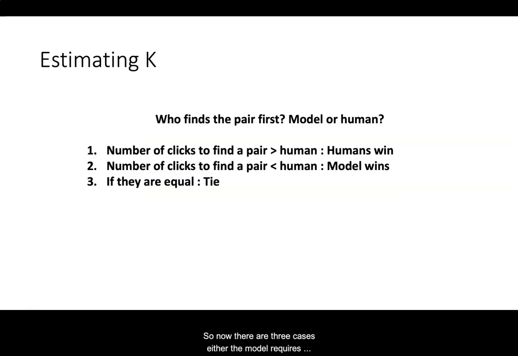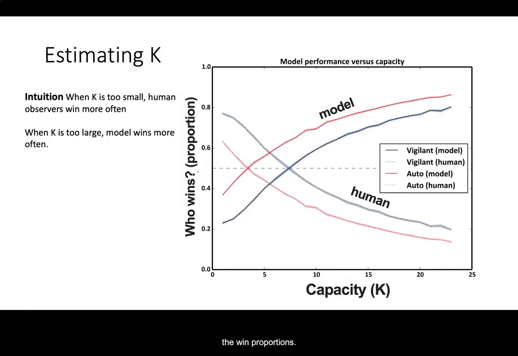So now there are 3 cases. Either the model requires more clicks to collect a pair, or it requires fewer clicks than the human observers to collect the pair, or they require an equal number of clicks. And the question is, who finds the pair, model or human? So we don't consider the third case if they're equal. We just look at the win proportions. So this is the data for that. On the x-axis, you have capacity, and on the y-axis, you have the win proportion.